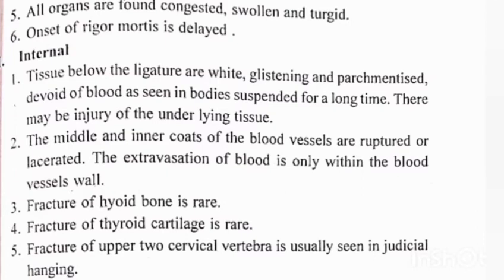Whereas internal postmortem findings are that tissue below the ligature is white, glistening, parchment-like. What is parchment? We discussed it. It is devoid of blood, as seen when the body is suspended for a long time. There may be injury of the underlying tissue. The second point is that the medial and inner coats of the blood vessel are ruptured and lacerated. The third point is that fracture of the hyoid bone is rare, and fracture of the thyroid cartilage is rare. Fracture of the upper two cervical vertebrae is usually seen in judicial hanging.